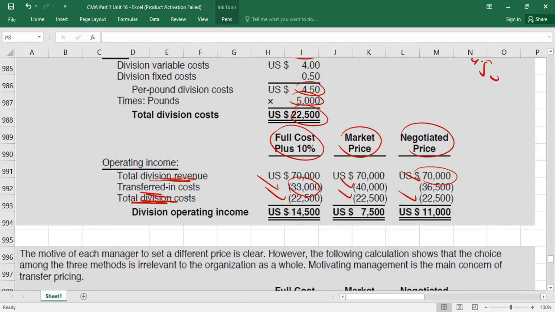So now he is going to get the profit, the division's operating income: revenue minus cost, under each option. So this is your operating income. How much? 14,500, 7,500 and 11,000. So see, only the profit of the division is changing.